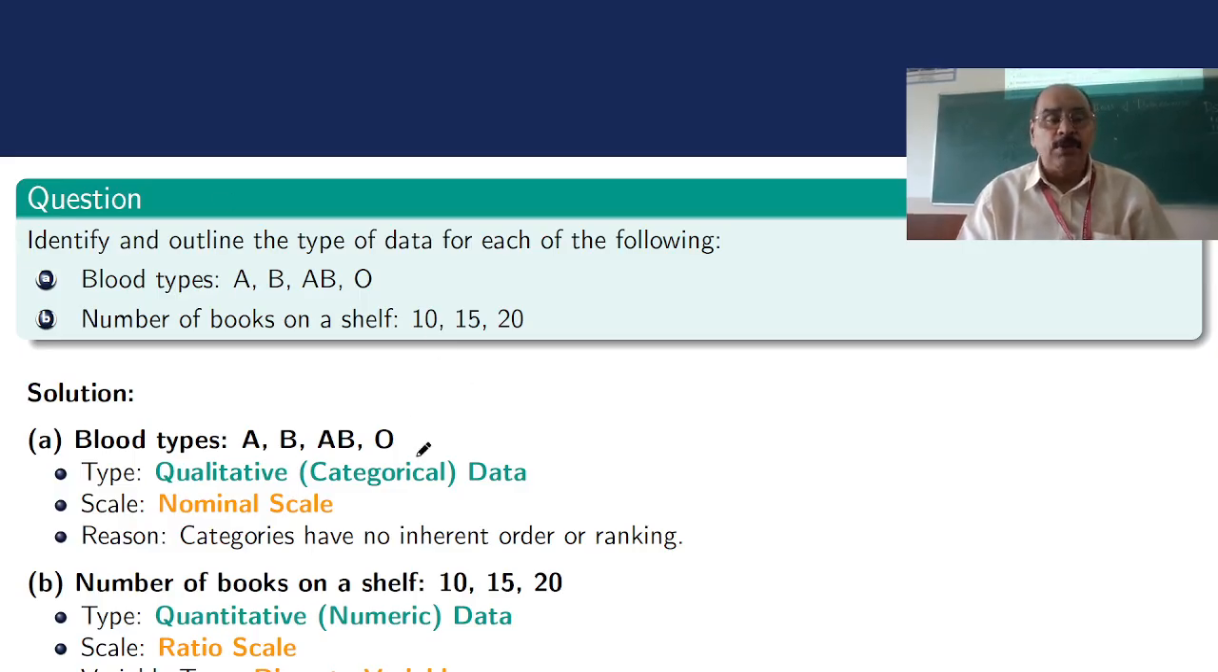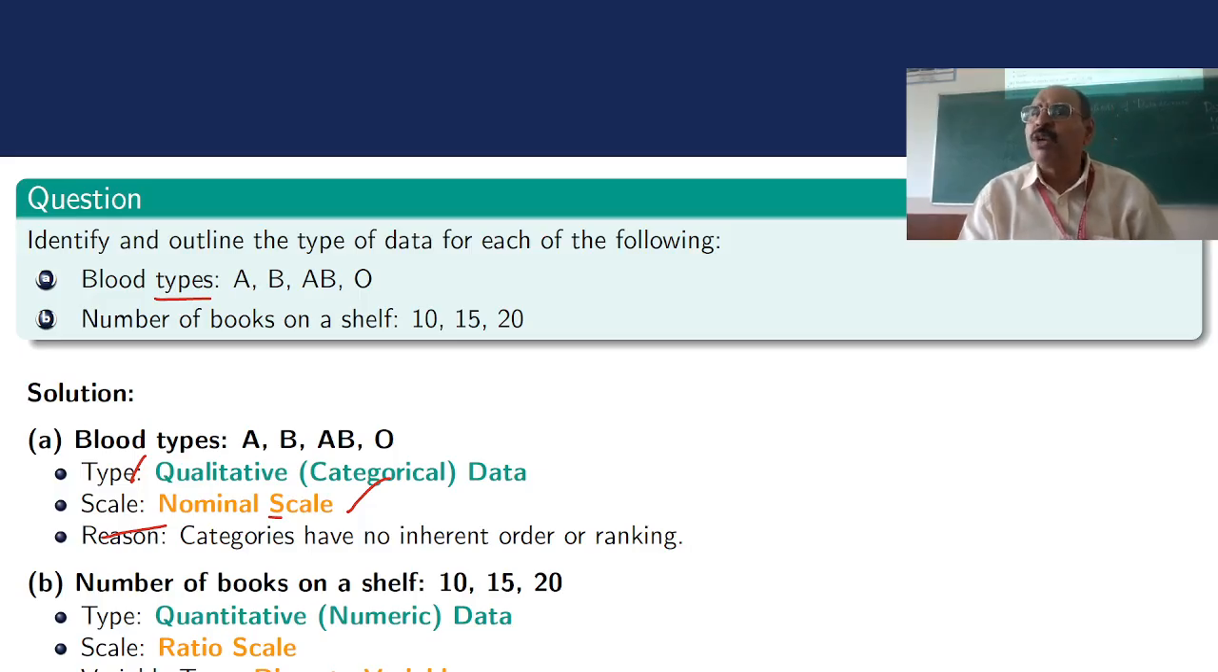So now I have a question for you. Identify and outline the type of data for each of these. Blood types. I am classifying the whole set of people based upon their blood groups A, B, O. So what type of data is it? It is always categorical data, easily represented by a nominal scale, right? We have seen that for most qualitative information we use a nominal or ordinal scale. Even if you have written the answer as ordinal scale, you get marks for that. Ordinal scale is not a wrong answer.